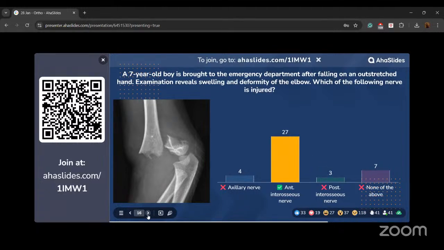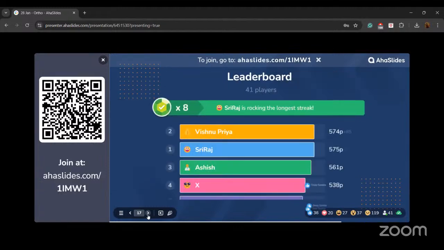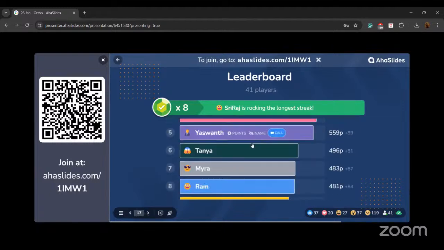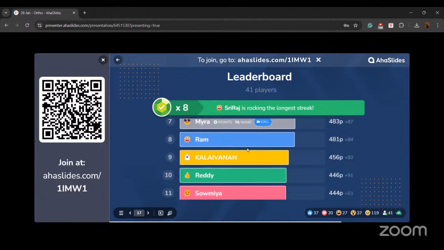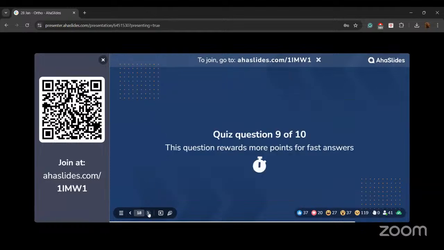Okay. Can you also tell where the axillary nerve is injured? In which joint dislocation, and what is the sensory loss seen there? Okay, we have Sriraj back in the first place, then Vishnupriya, Ashish, X, Yashwant, Tanya, Myra, Ram, and Kalaivanan. And at the 10th place, we have Reddy. Okay, guys, last second question.